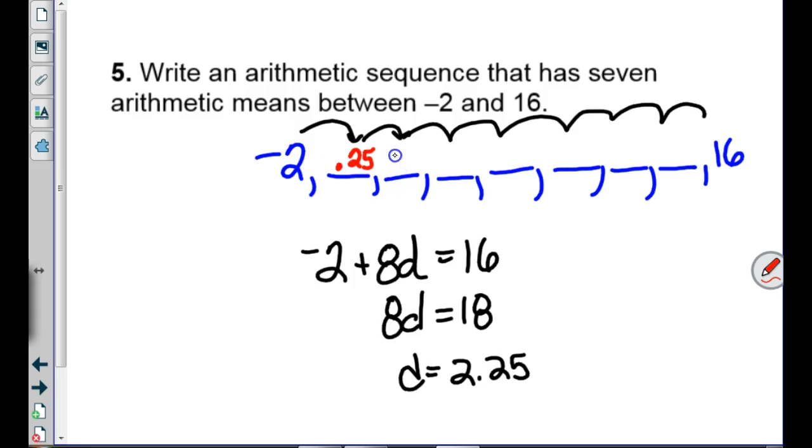Plus 2.25 would be 2.5, plus 2.25 would be, yeah, I don't know where I got 7. 4.75, 7, 9.25, 11.5, 13.75, and then 14, 15, 16.